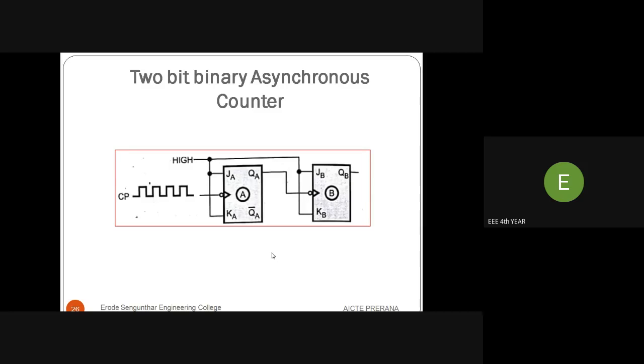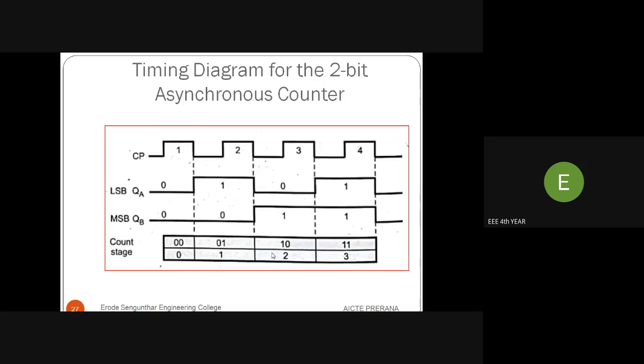Next, the 2-bit asynchronous counter. Asynchronous in the sense that the output of the first flip-flop is given as the clock pulse of the next flip-flop. Two flip-flops are used because it is a 2-bit asynchronous counter: JA KA and JB KB. High values are given to JA, KA and JB, KB. This is the timing diagram for the 2-bit asynchronous counter. It starts counting from 00, 01, 10, 11. Because it is a 2-bit counter, it has 4 states.